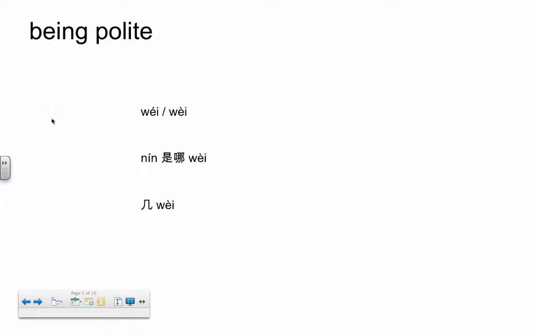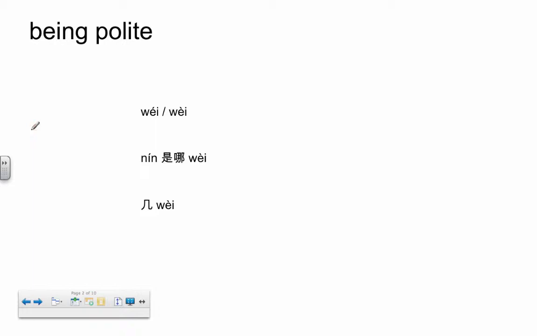So first, in the chapter we're just going to talk about being polite a little bit and a couple things you should know. The first thing is wei or wei is a polite way to answer the phone in Chinese. So when someone calls you, you can just say wei or wei. It doesn't matter if it's second tone or fourth tone, both are totally acceptable.